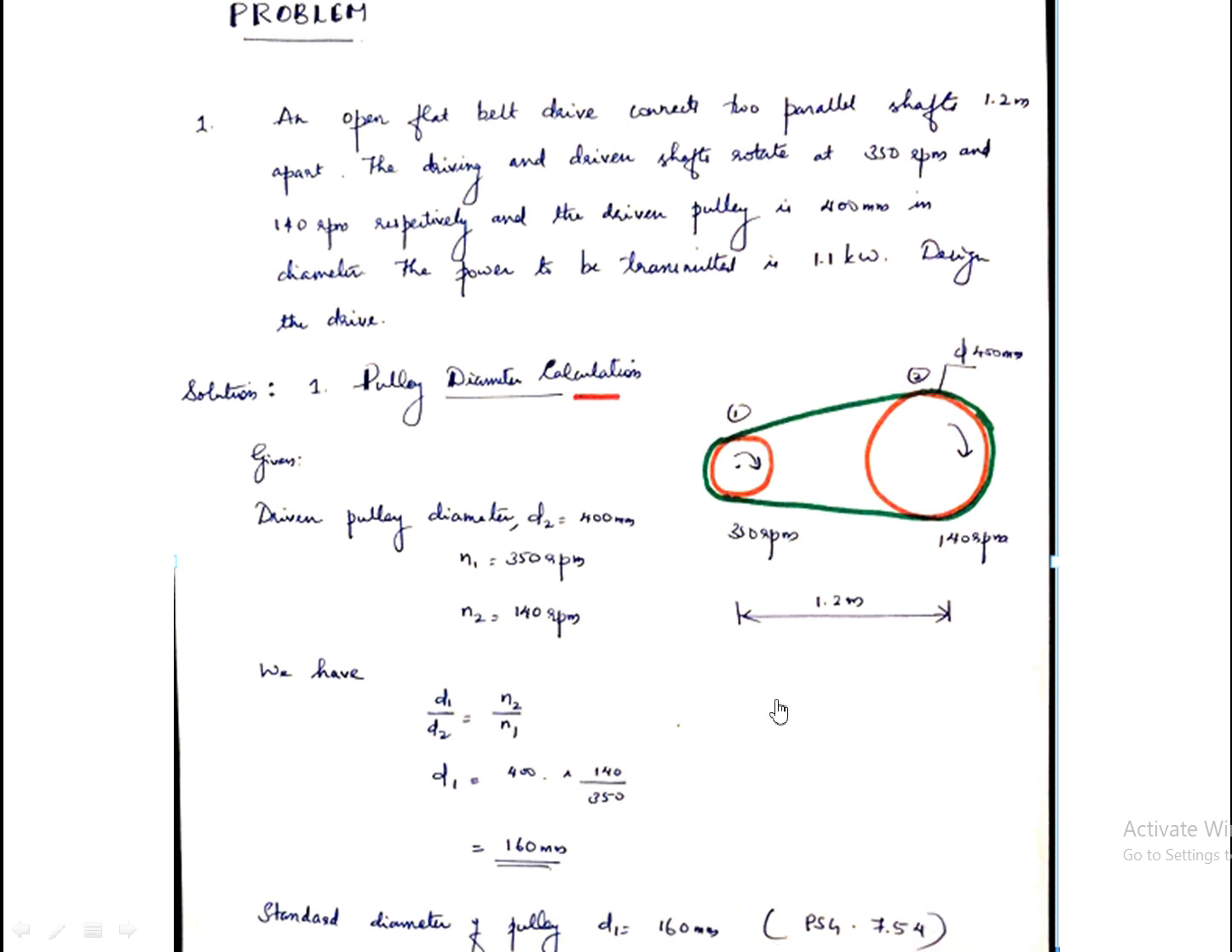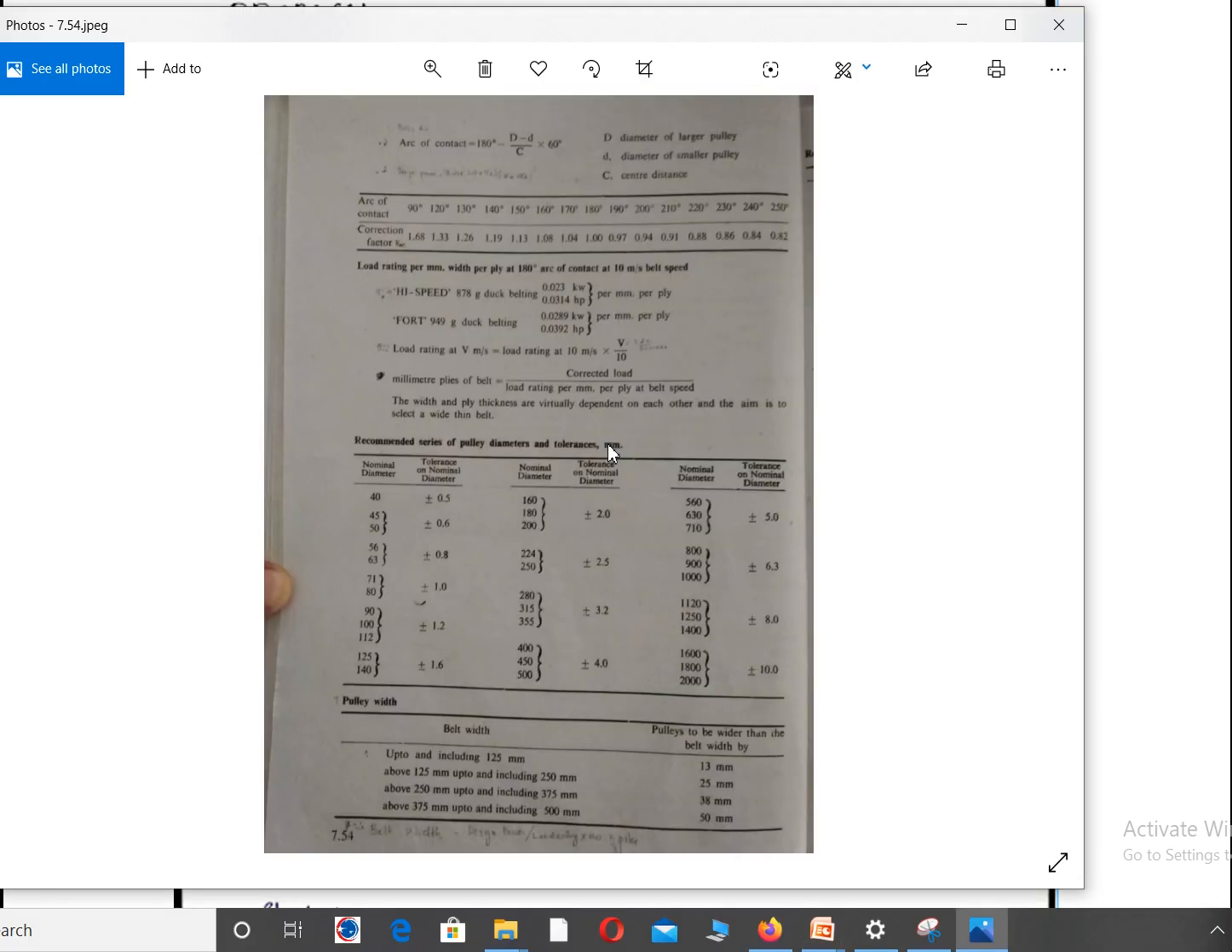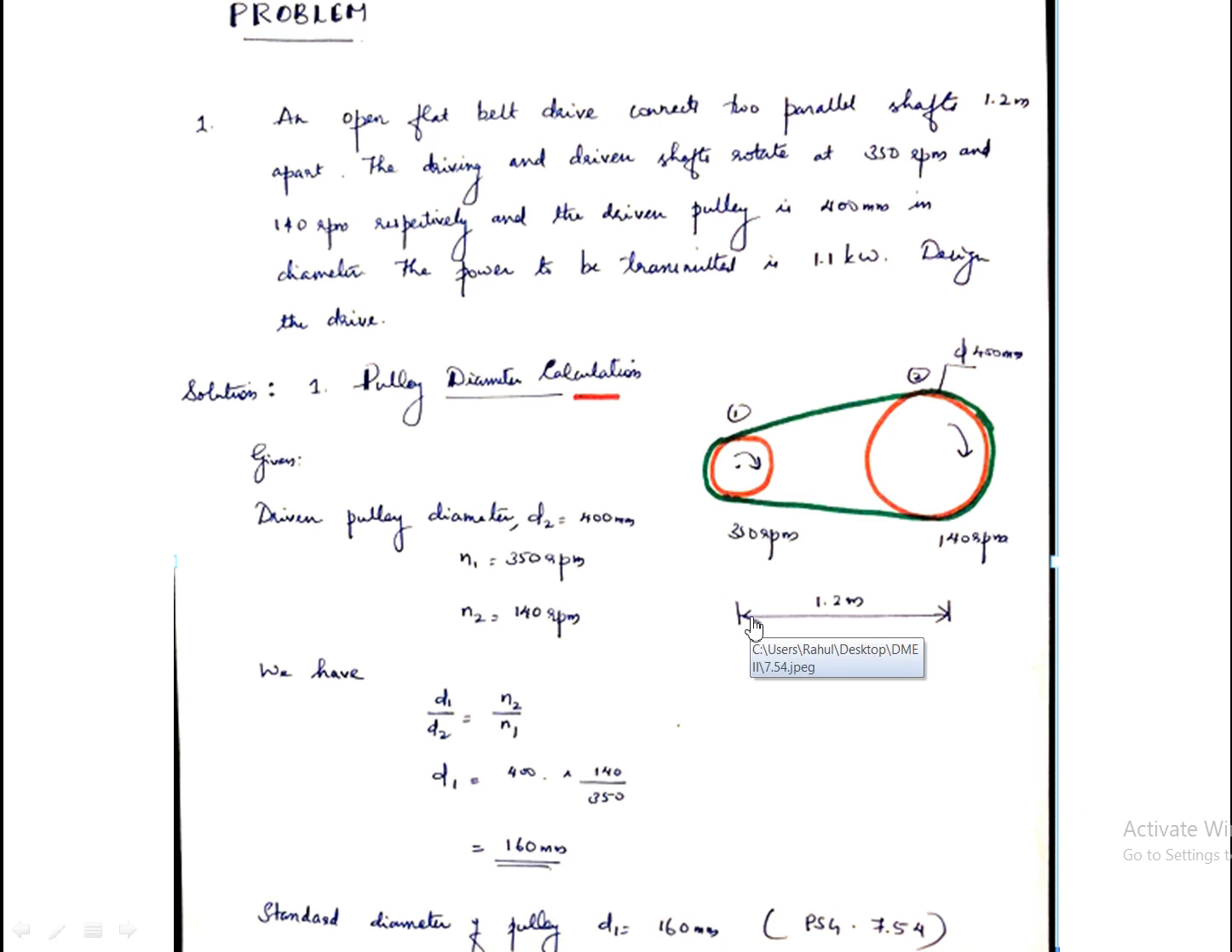Okay, so let us go to that page number. This is that page of the data book, as you can see from here. Now go to this particular table: recommended series pulley diameters and tolerances, page number 7.54. From here you can check the diameter. When you're moving like this, you can see 140. After 140, yes, 160 is there, which is what we have found out. So you can take the value directly. So I'm taking the diameter, which is 160 mm.